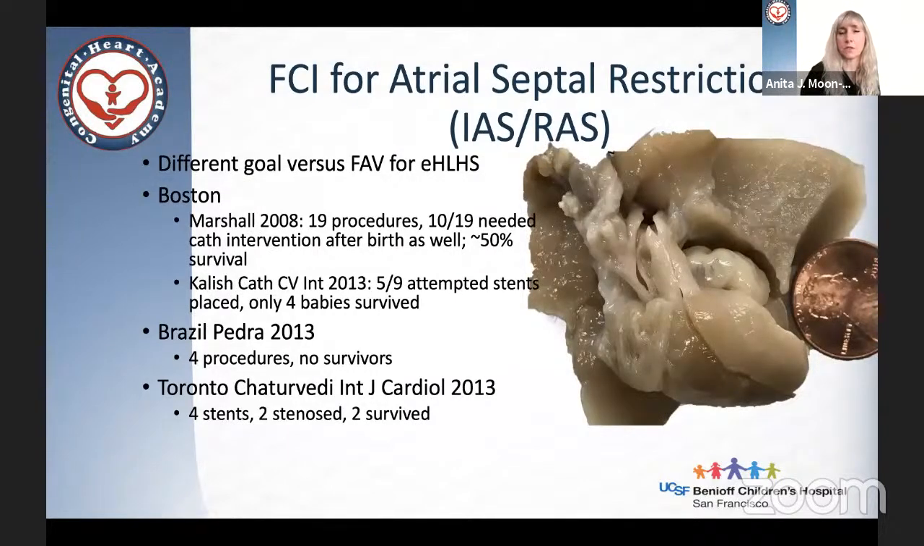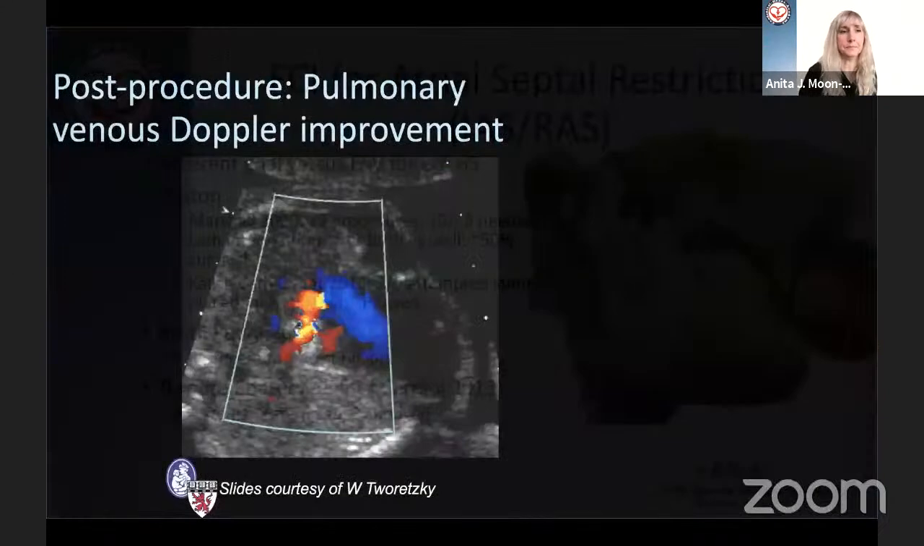But this is a much more technically difficult procedure. You can see this is a 22-week fetal heart with hypoplastic left heart syndrome, very tiny, and the Boston group, Brian Kalish, published that in 5 of 9 attempted stents placed, only 4 babies survived, and many of them had problems with stent dislodgement or other complications. Nevertheless, other groups have also been able to publish some success with this procedure.